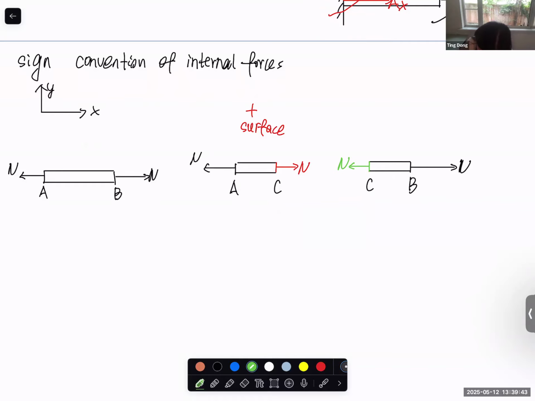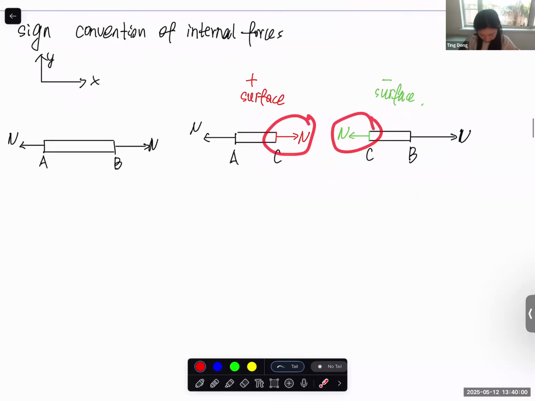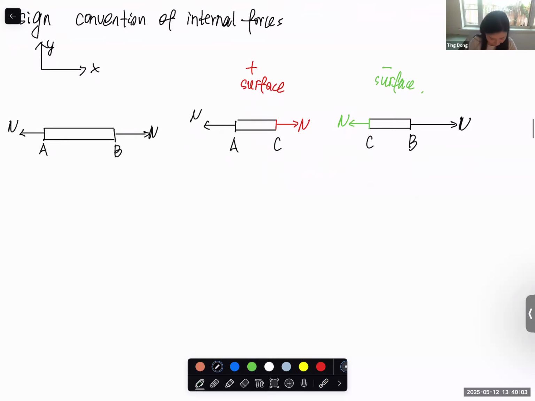And the green surface here is a negative surface because the surface is facing the negative x direction. So now for the internal force, this one is positive internal force. This one is also positive internal force. Now, of course, tension compression is the easiest one.